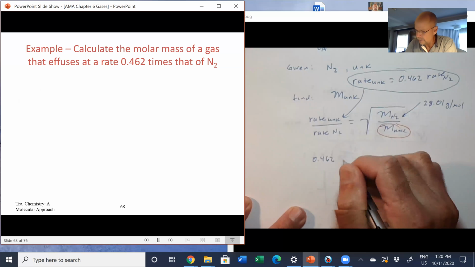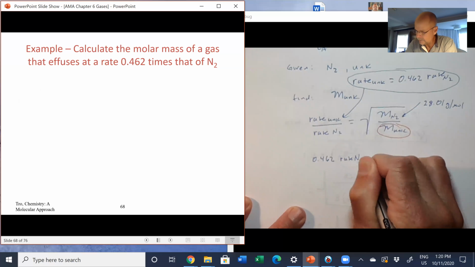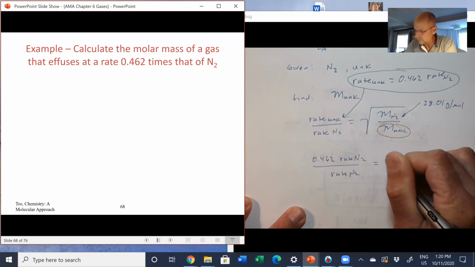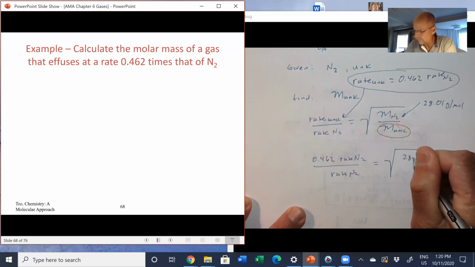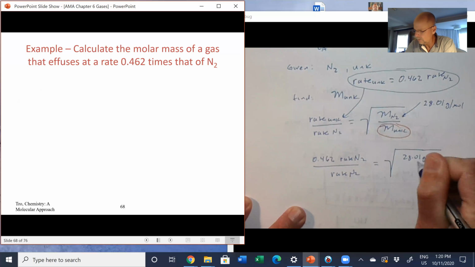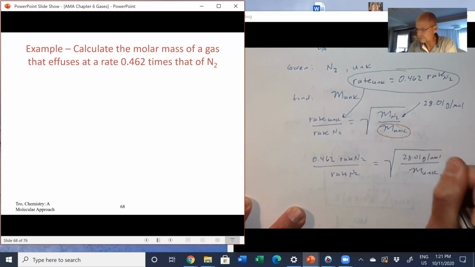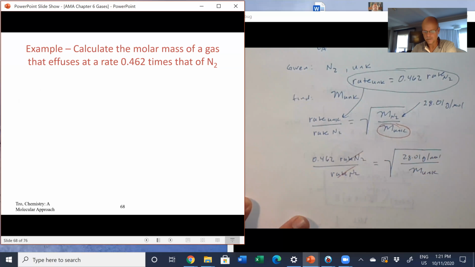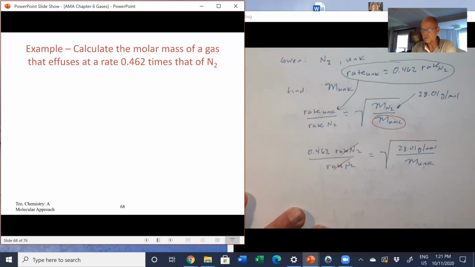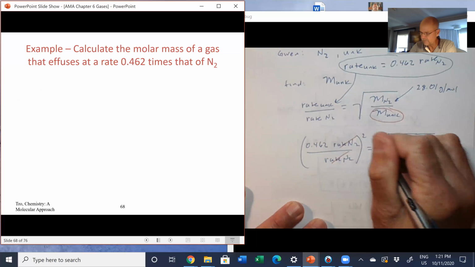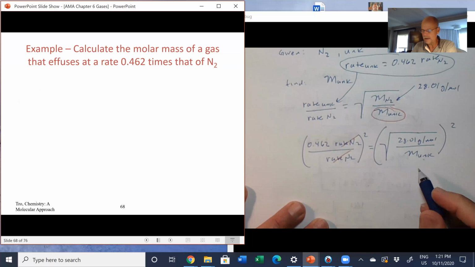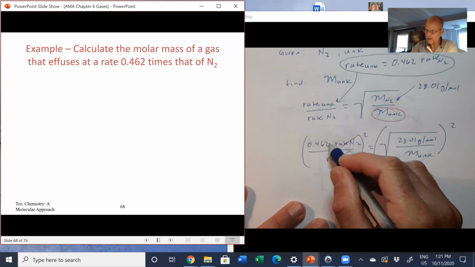0.462 times the rate of nitrogen over the rate of nitrogen is equal to the square root of 28.01 grams per mole divided by the molar mass of the unknown gas, which is the thing we're trying to find. Notice that the rates of nitrogen now cancel out. So I solve this for the M unknown. How do I do that? I square both sides of the equation because I'm solving for something in the square root, so I square it to get rid of the square root. And then I bring this over there and bring this over there.